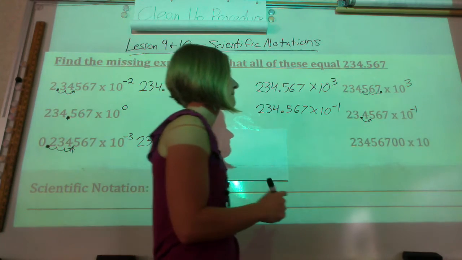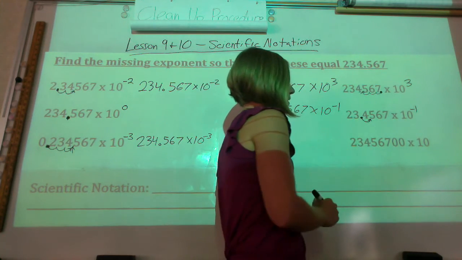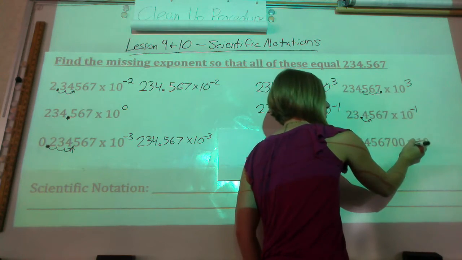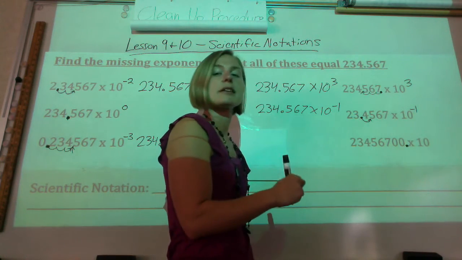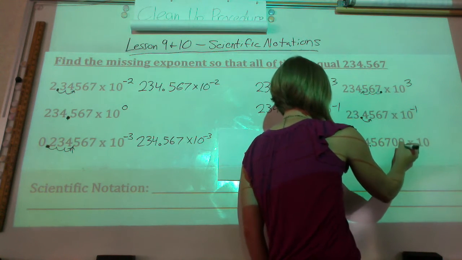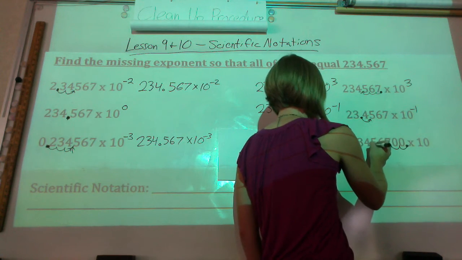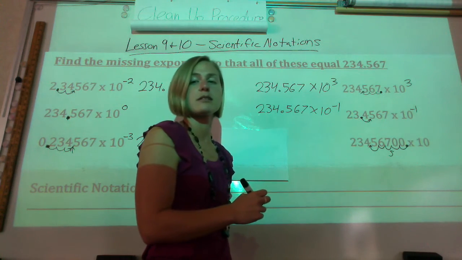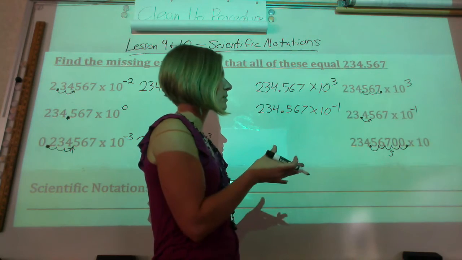Okay? What about this one down here? This is a nice whole number again, which means there's always a decimal right at the end. Well, how many decimal places do we need to move it? We want to get it right here, so let's count. 1, 2, 3, 4, 5. That needs to move 5 decimal places. Now, are we making this bigger or smaller?